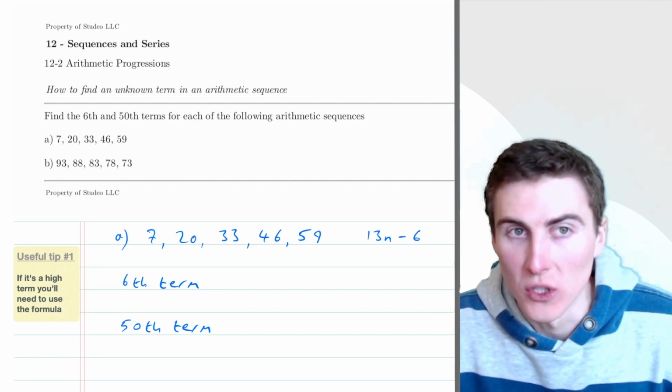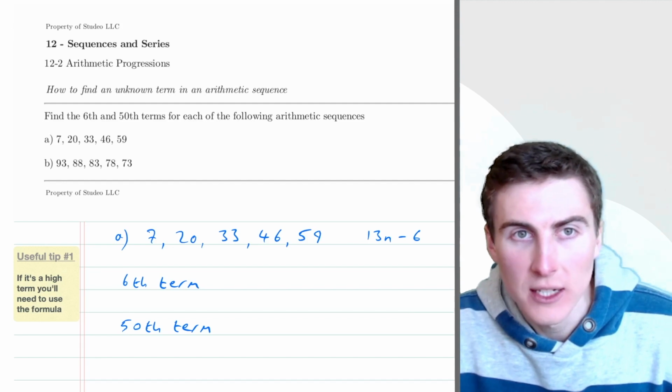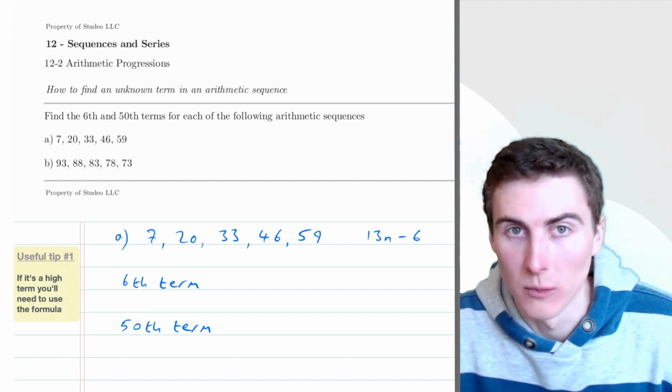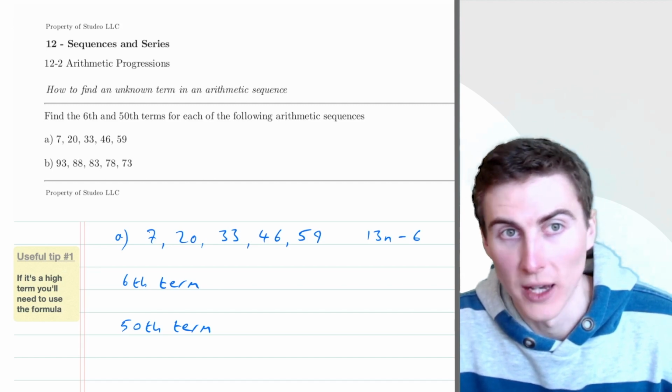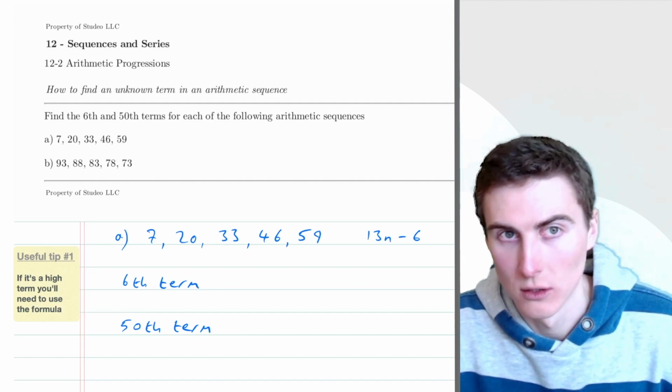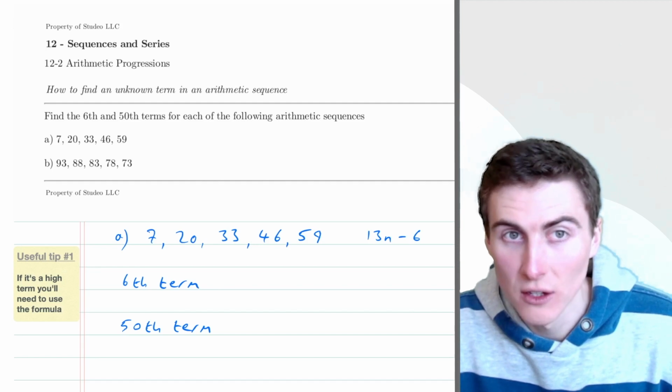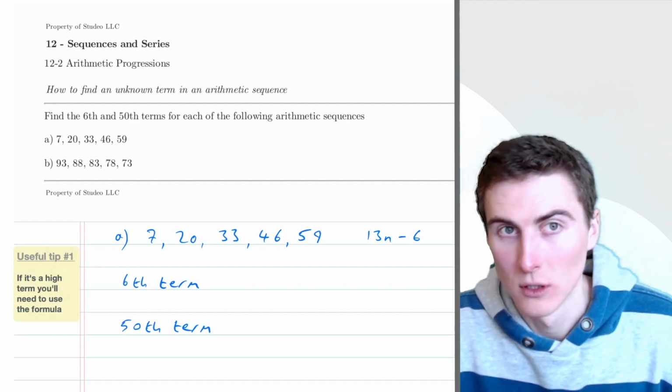So if you look at the question we've got here, it says find the 6th and 50th terms for each of the following arithmetic sequences. And they've given us two sequences here. So for each of these, we need to find the 6th and the 50th terms.